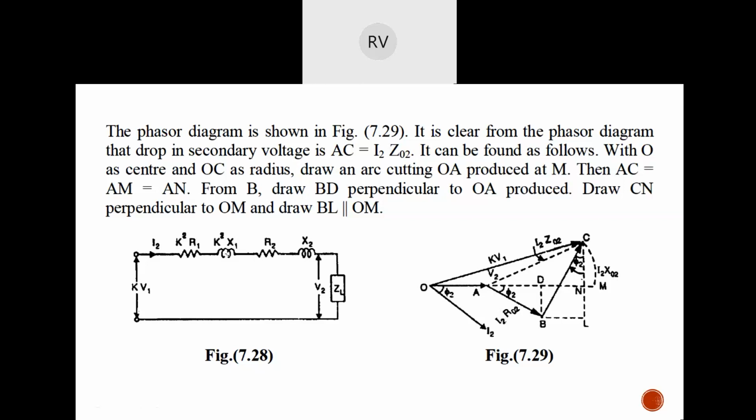It can be found as follows, with O as the center and OC as the radius. Draw an arc cutting OA. Then AC is equals to AM. Yes, these two will be equal because this is the radius of the arc, right? So AC will be AM.